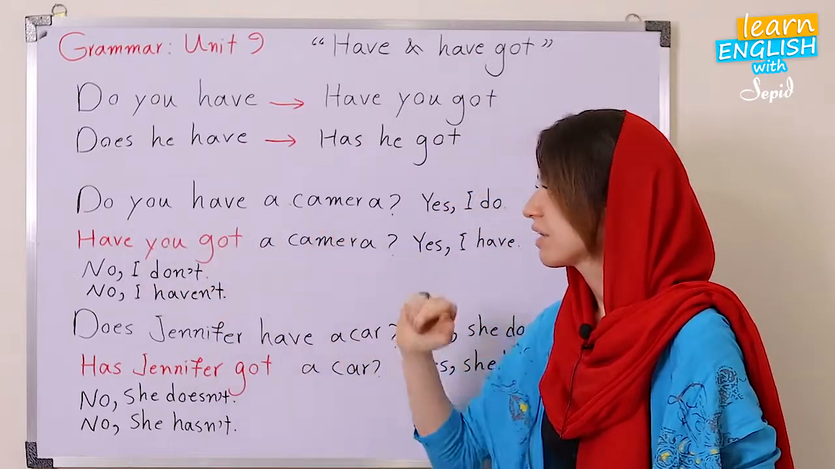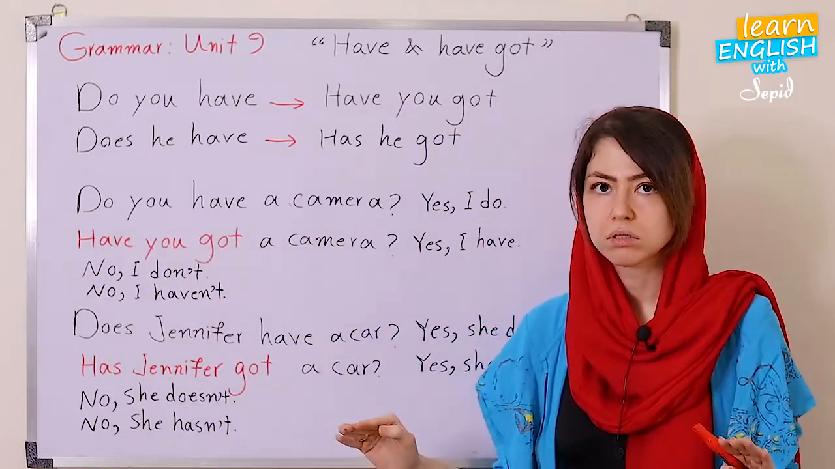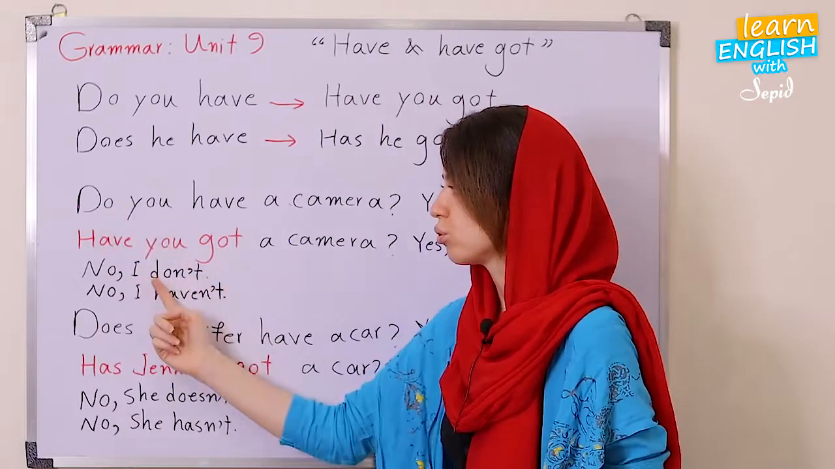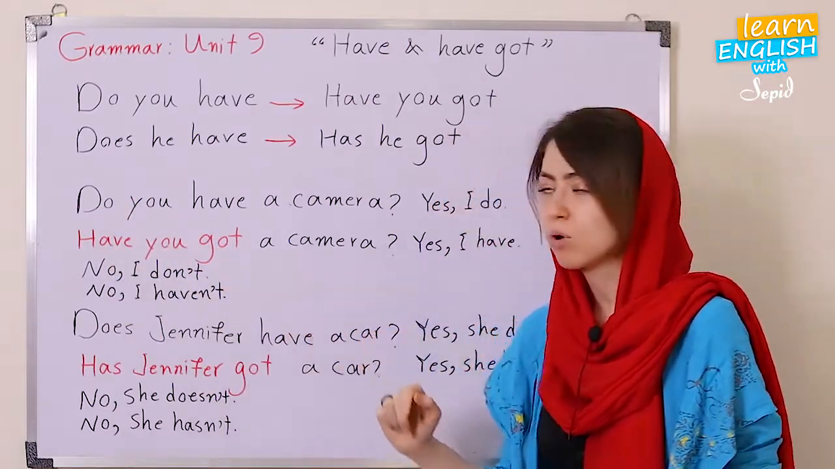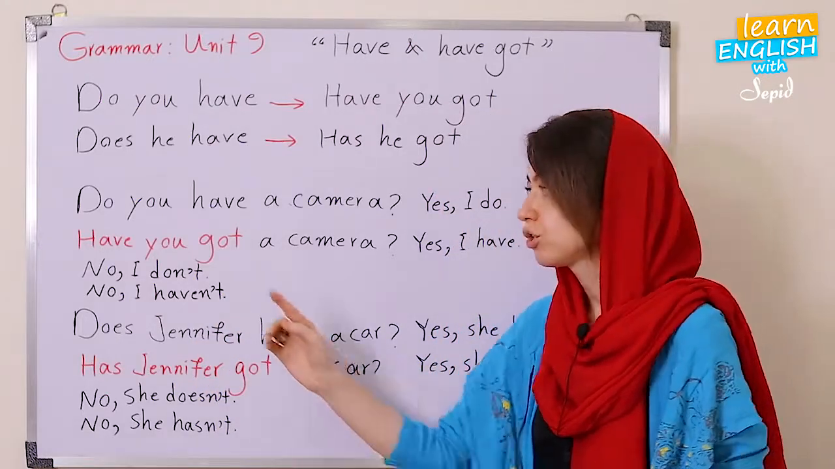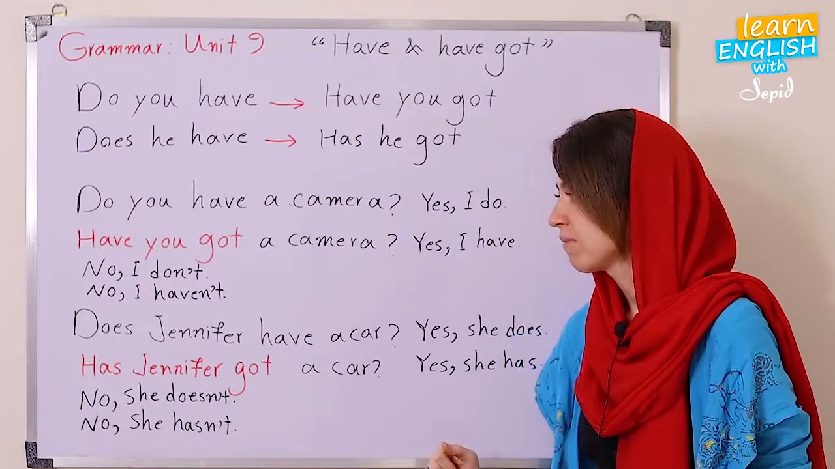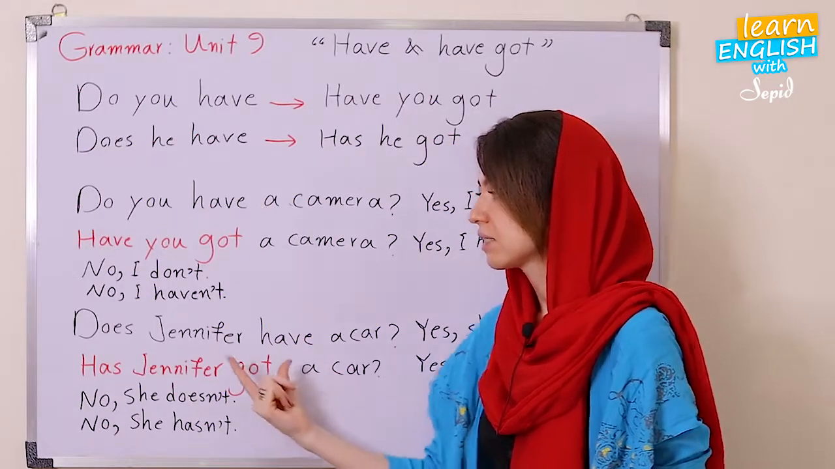Let's go to the negative answers. Here, do you have a camera? You can say, no, I don't. Again, we use do. Have you got a camera? No, I haven't. So you should answer using have here. Let's go to the next example.